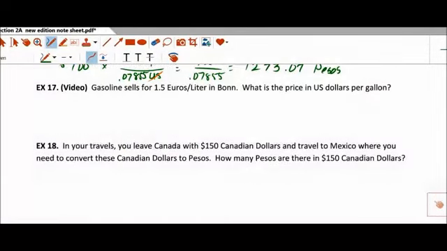All right, and let's look at these last ones. Gasoline sells for 1.5 euros per liter, so we're talking about a division here. I would like to know what is this price in dollars per gallon. So this one's going to be twofold. I need to convert euros to US dollars and liters to gallons. So find those conversions.